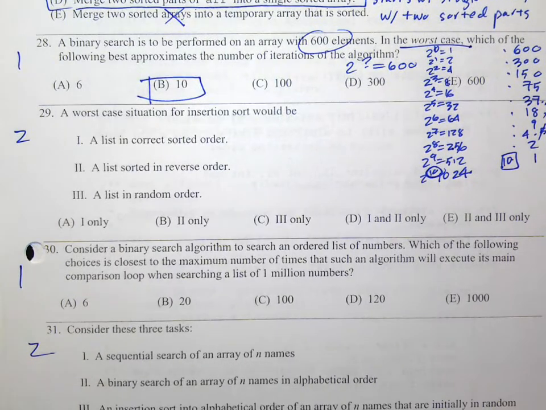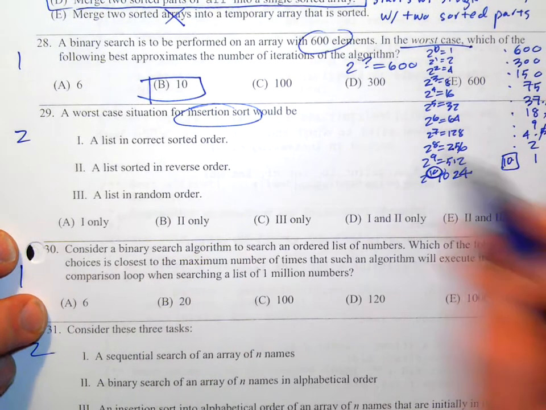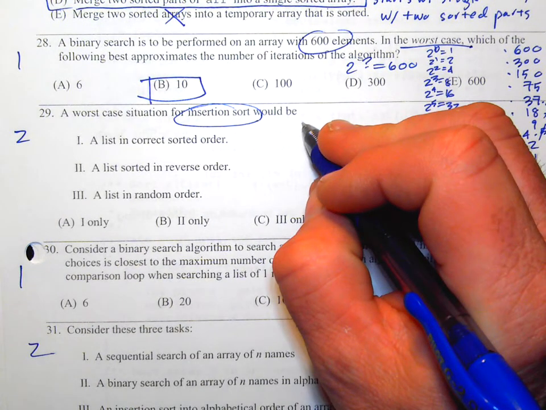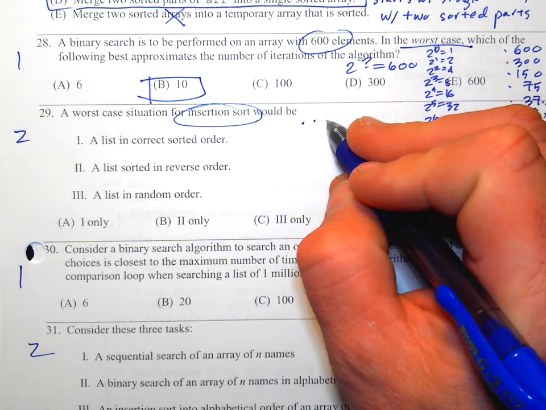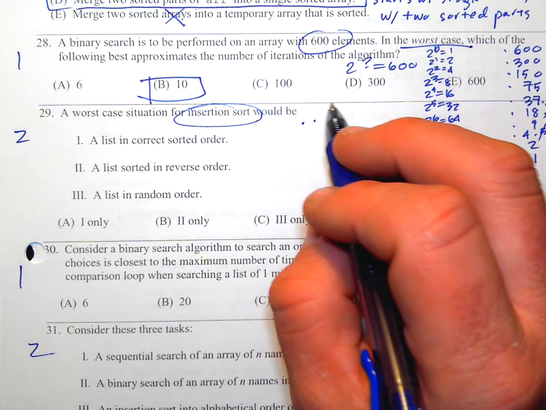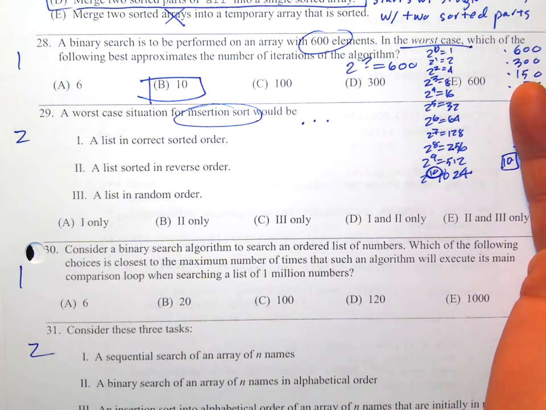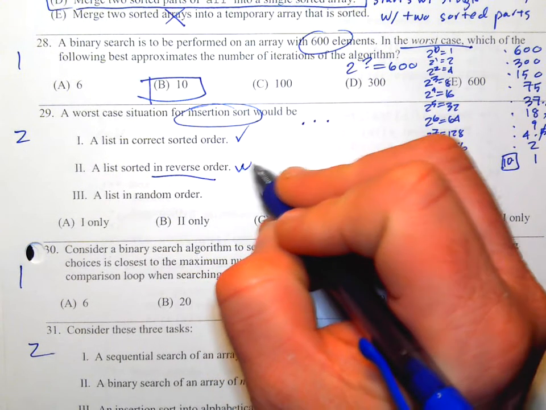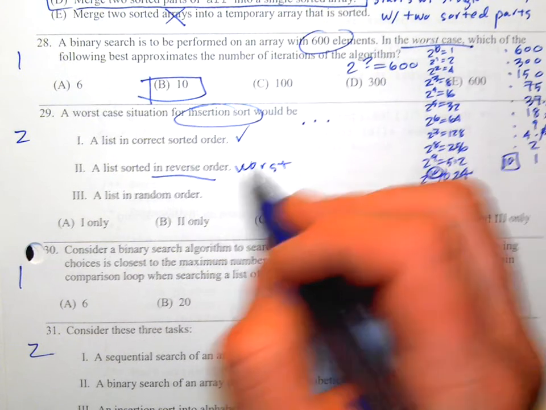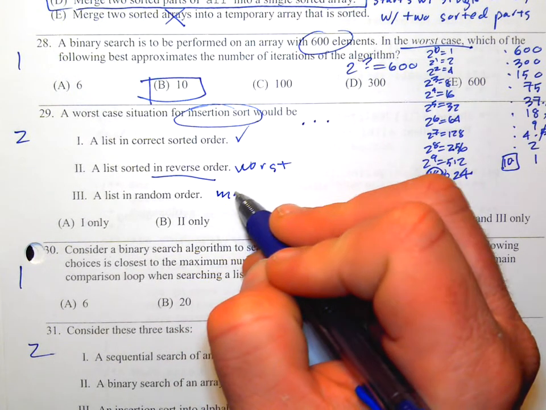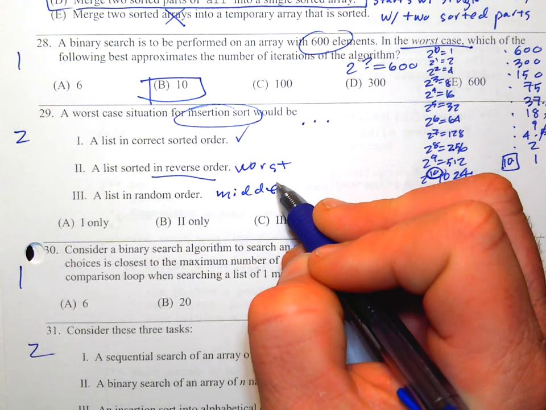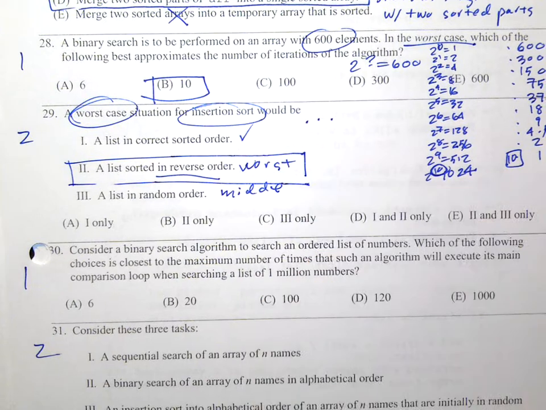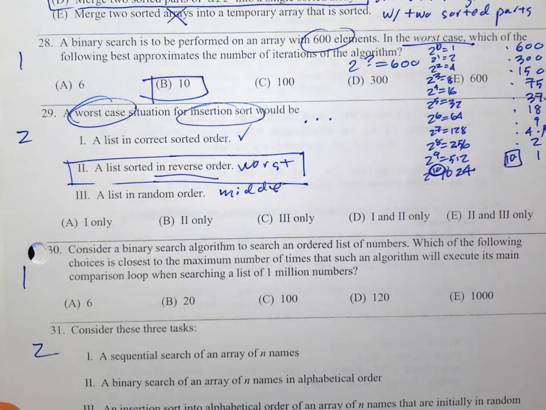So what's the worst case situation for insertion sort? Insertion sort is where it looks at the first part, puts it in the right spot, looks at the next part, puts it in the right spot, looks at the next part, puts it in the right spot. So probably best case scenario is that it's already sorted, right? A list in correct sorted order. If it's in reverse order, this is the worst case for insertion sort. Random order is kind of in the middle. But we're looking for worst case scenario. Well, that's when it's in reverse order. That takes the most work. Most comparisons, most movements.